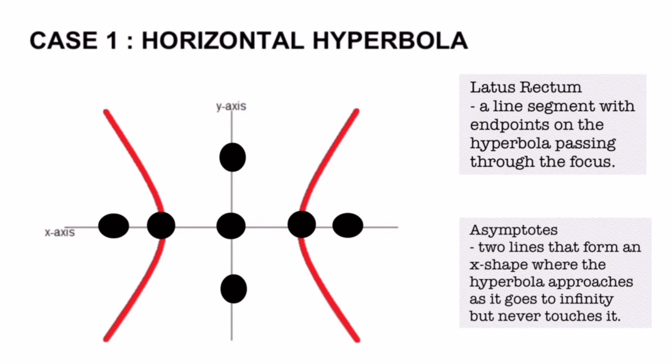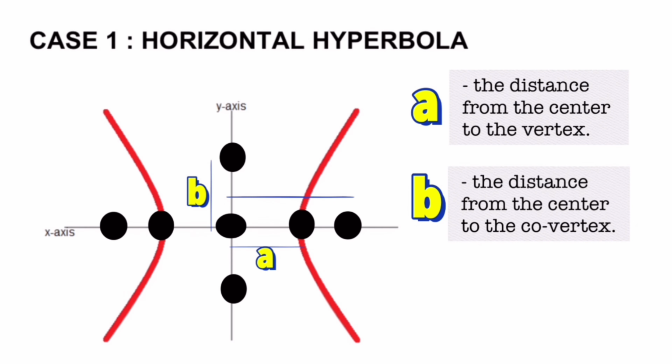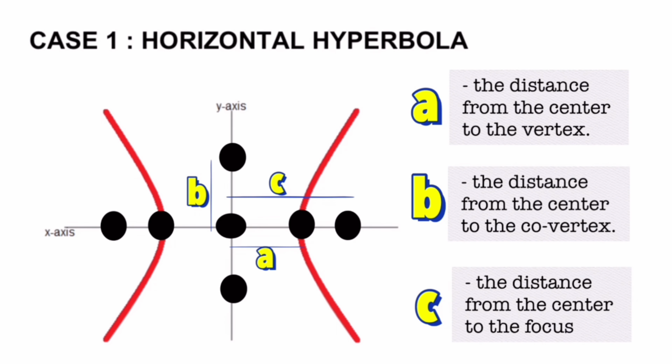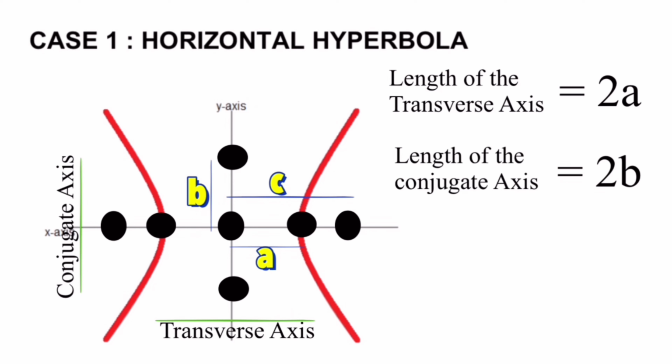Now let's look at some important lengths of hyperbola. The distance from the center to the vertex is represented as letter a. The distance from the center to the co-vertex is represented as letter b, while the distance from the center to the focus is represented as letter c. From here, we can say that the length of the transverse axis, that is from one vertex to the other vertex, is 2a, while the length of the conjugate axis, that is from one co-vertex to the other co-vertex, is 2b.